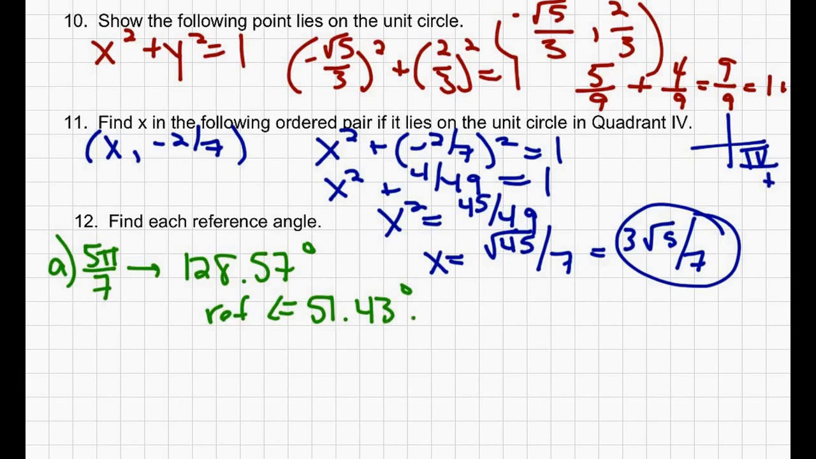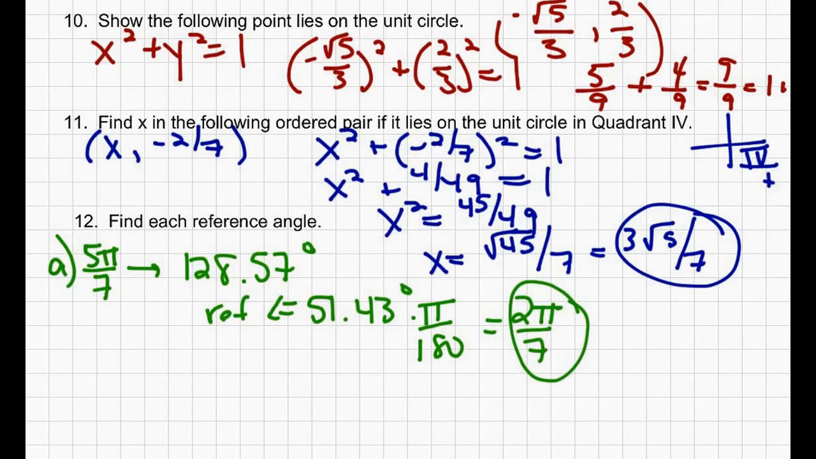To change degrees back into radians, I'm going to multiply by pi over 180. So I'm going to take the 51.42857143, and I'm going to divide it by 180. And then I'm going to hit math enter, and I get 2 over 7. So this is really 2 pi over 7 is its reference angle.